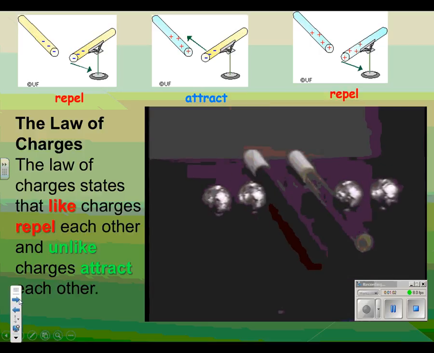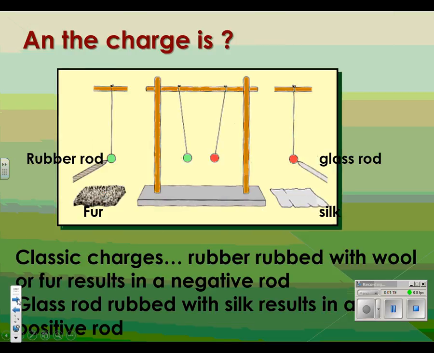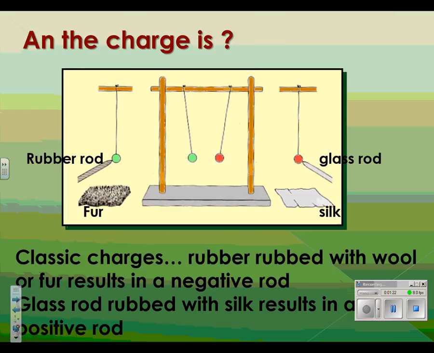So, the law of electrostatics, whoops, we're going to pause that. The law of charges roughly states that like charges will repel and unlike charges will attract each other. This is also known as the first law of electrostatics. Now, what is a charge? Classic charges are when rubber is rubbed with wool or fur and results in a negative rod. Now, a glass rod that's rubbed with silk will result in a positive rod.